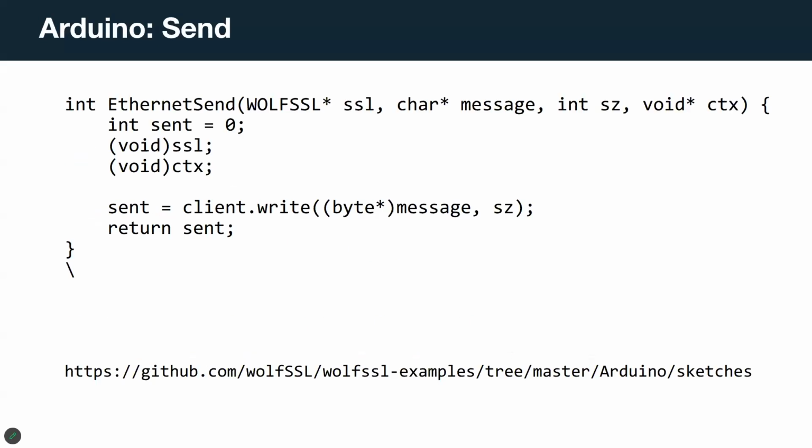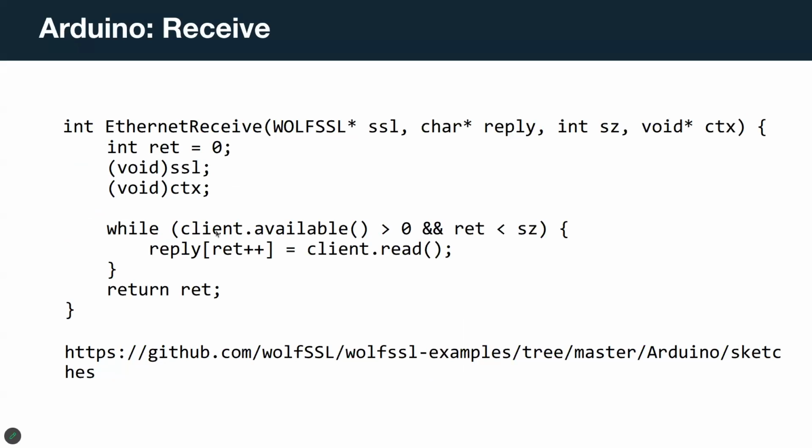For Arduino, there's an Ethernet send API. So I think you have to enable Ethernet within Arduino to be able to use this. But it's super simple. It's client.write for sending. And then for receiving, you just have to make sure it's available. It's actually available, and then you do client.read to read into the buffer, and that's about it.